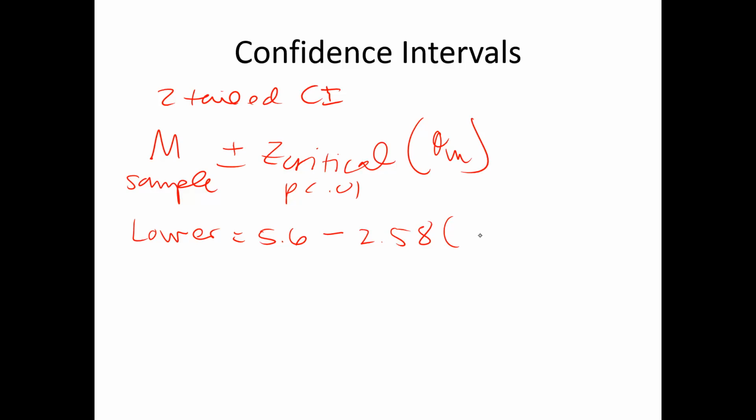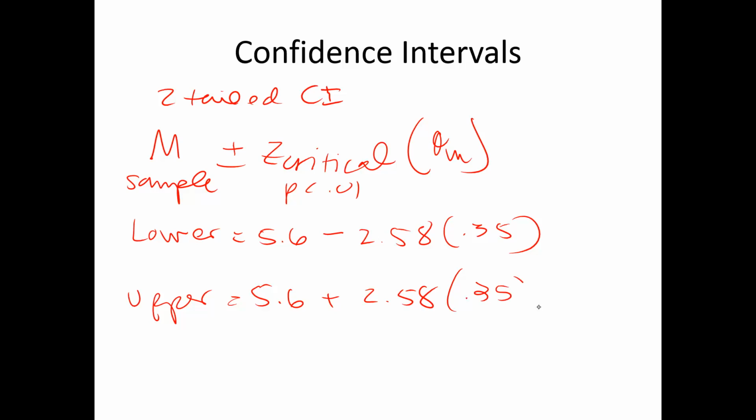Times standard error is 0.35. For the upper confidence interval, it's still going to be the mean, 5.6, now plus the same thing, 2.58 times 0.35. If you do that all mathed out, it's 4.7 to 6.50.